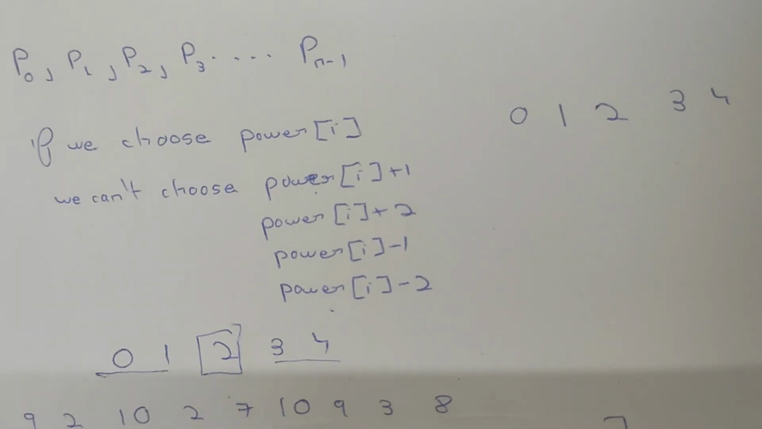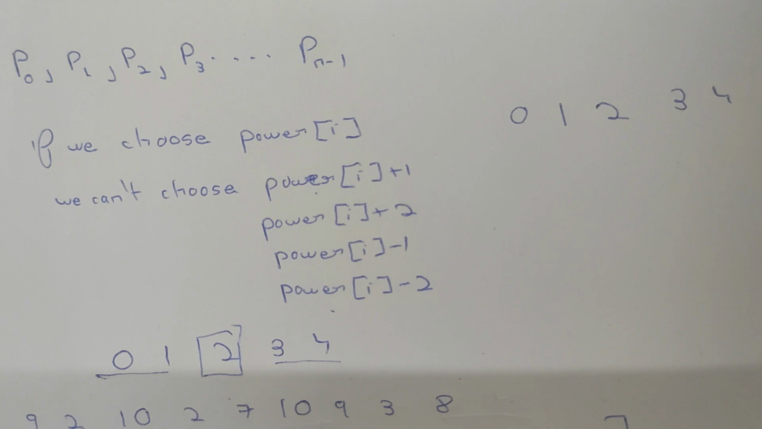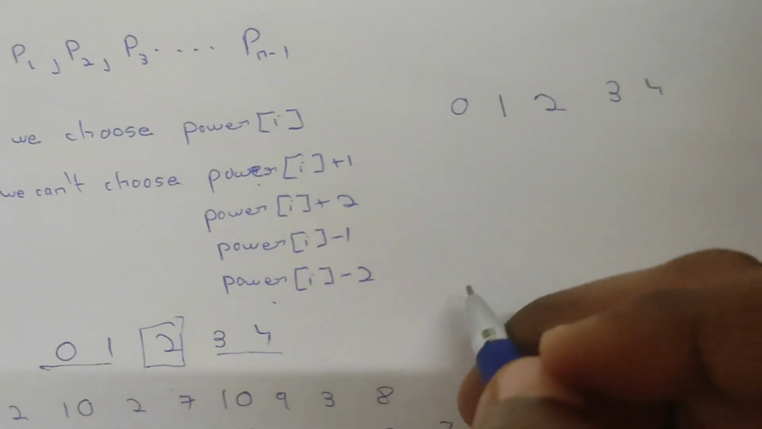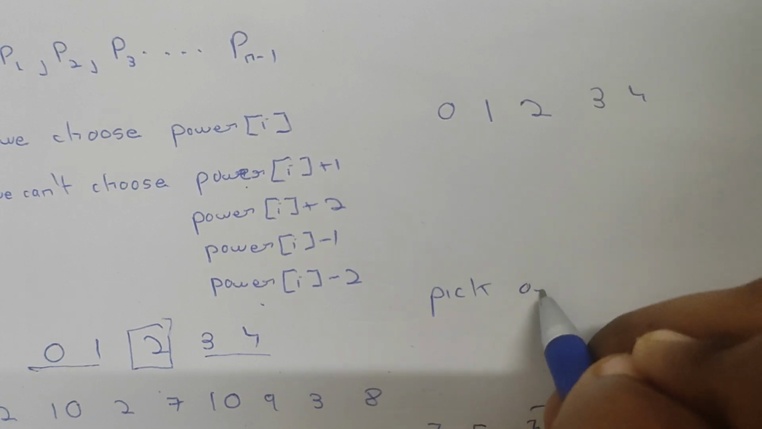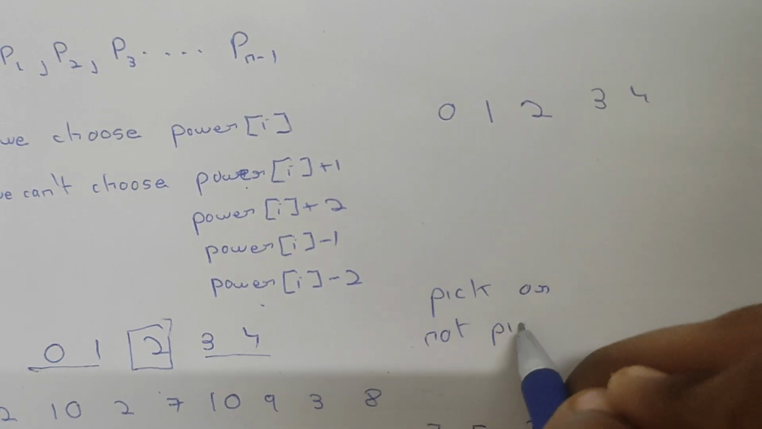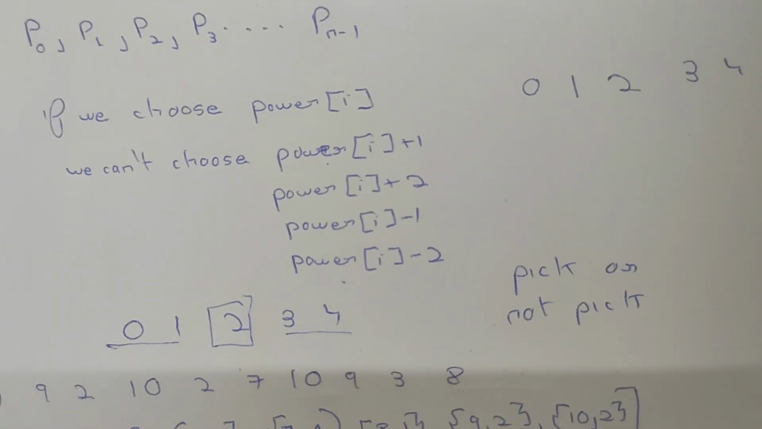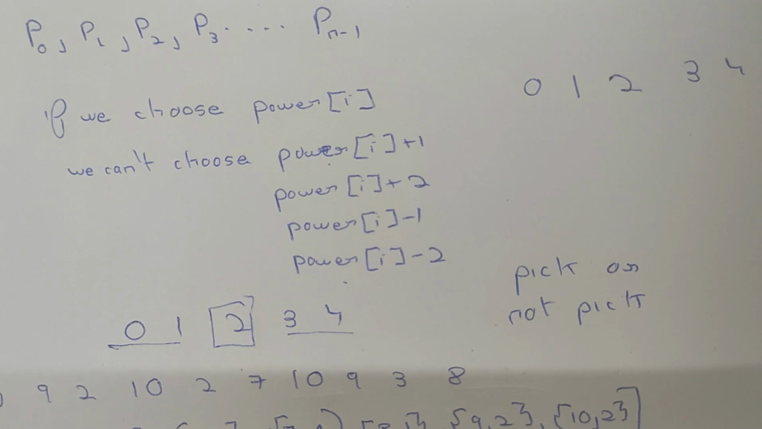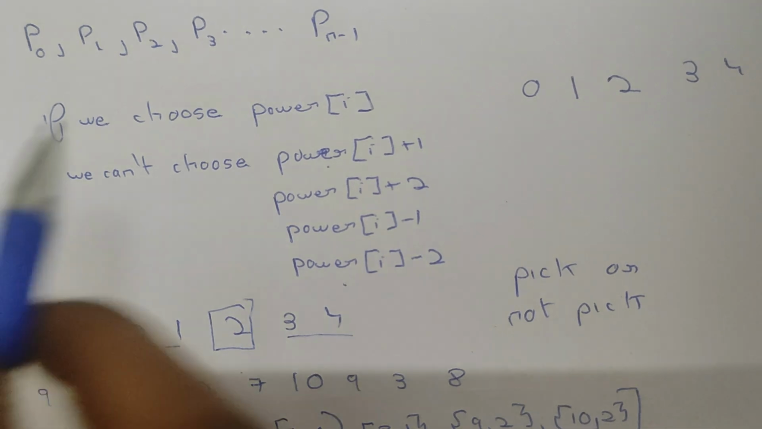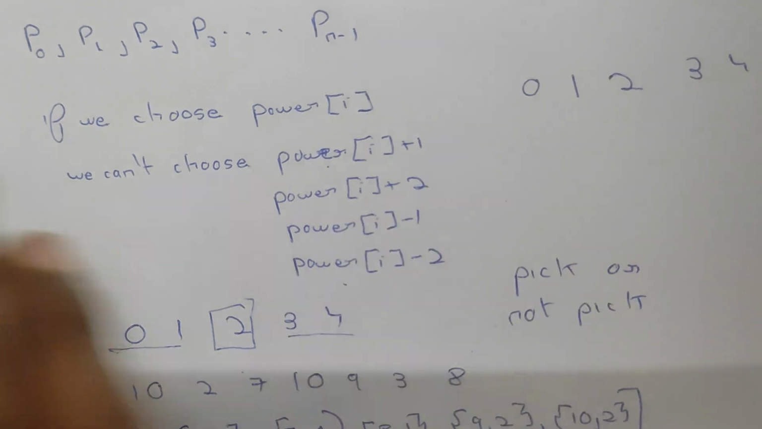Most of you have guessed from the problem statement itself that it's a DP problem. It's a pick and not pick DP problem. So we will try to either pick or not pick the powers. We have the option to either pick or not pick a particular power, right? So it's a standard DP problem, but the twist is in the implementation part.